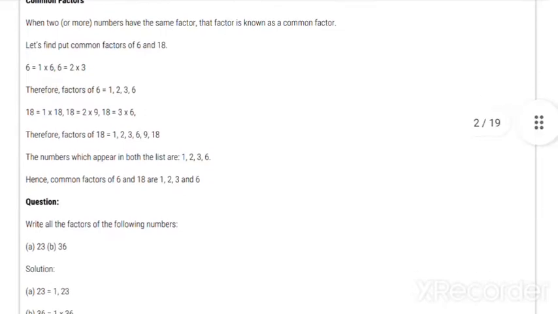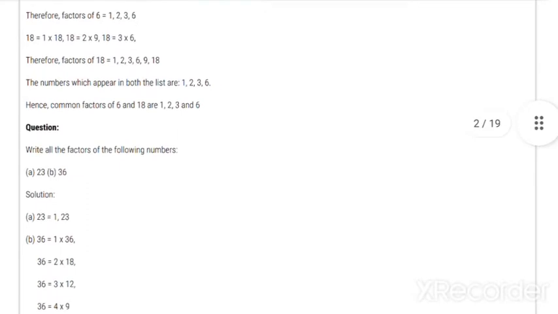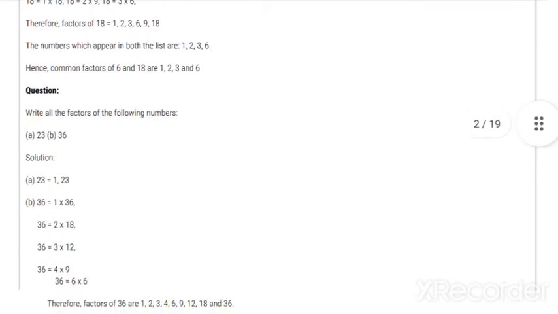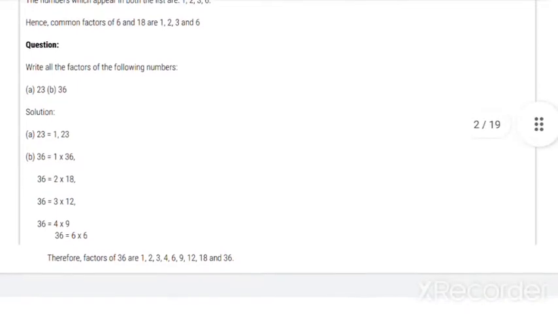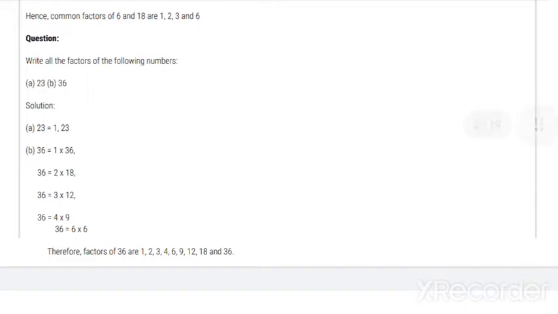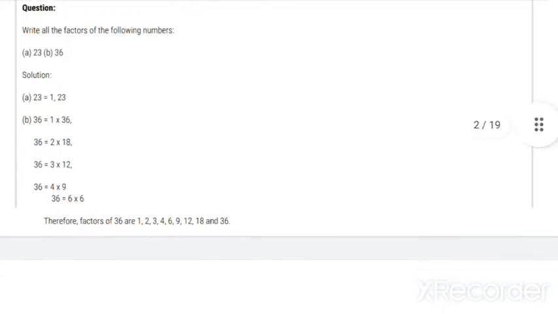Like this question: write all the factors of the following numbers. Suppose 23 and the next one is 36. So 23 is equal to 1 times 23. Therefore, there are only 2 factors. And next, factors of 36, just look on the screen, are 1, 2, 3, 4, 6, 9, 12, 18 and 36. Very simple, children. If you adopt the method, you will know how to find the factors of any number.